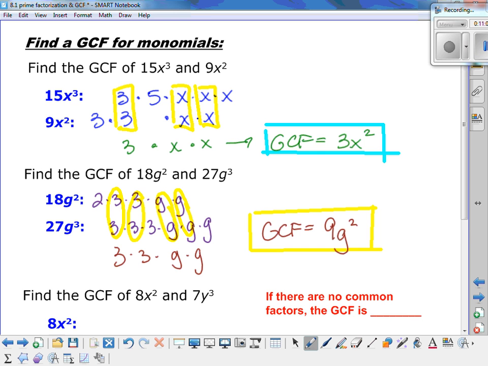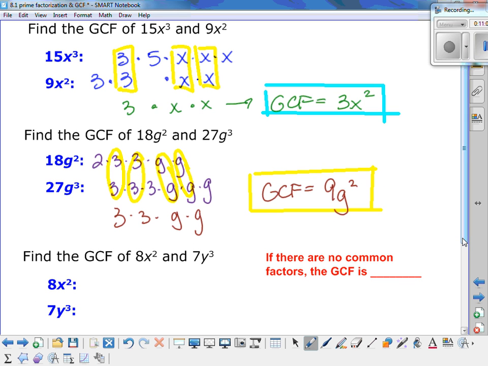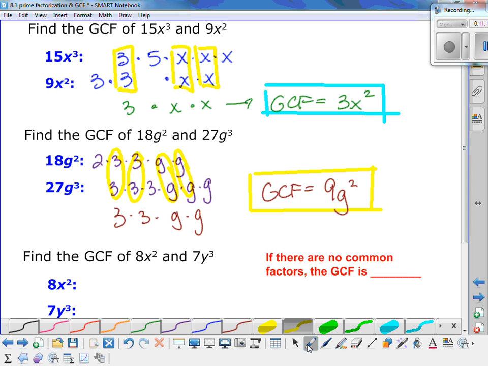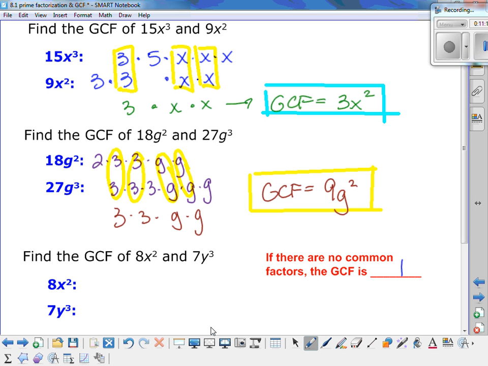All right, sometimes you might have a situation like this one where there's no common factor. If there's no common factor, then your greatest common factor is just 1, okay? Because if I factor this out, I get 2 times 2 times 2 times x times x. Here I just get 7 times y times y times y. They have nothing in common, do they?